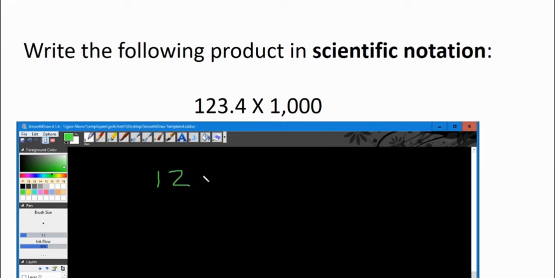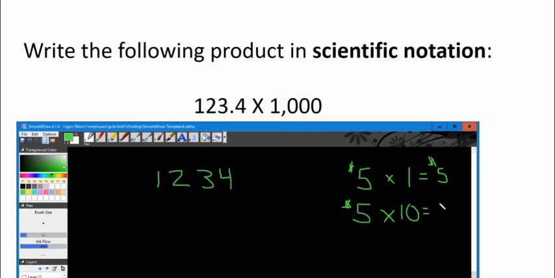But let's go over here for a minute. If you have $5 and I say, I want you to multiply that by 1, how much would you have? You would have $5, right? If I said, multiply $5 times 10, how much would you have then? You just add a 0 to it. You'd have $50. And if I said, multiply that by 100, you would end up with $500.